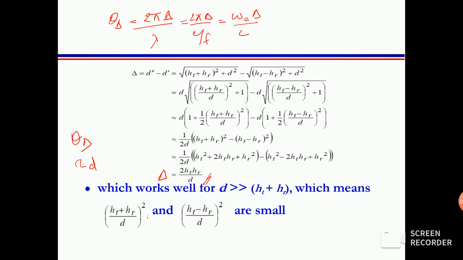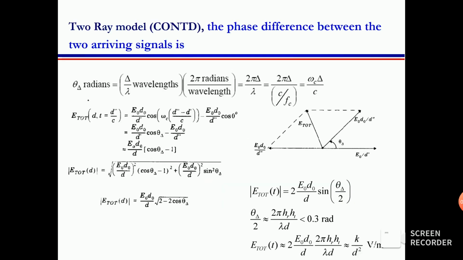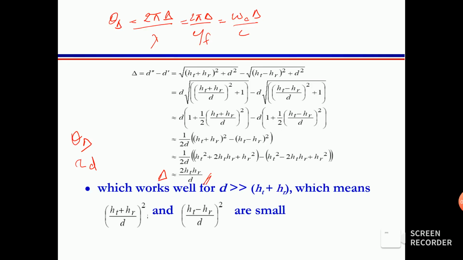And your time delay between the arrival of the two different components, that is because of your E_LOS and because of your E_G. So tau d is delta by c. So I can just substitute this, and it is theta delta by 2 pi fc.